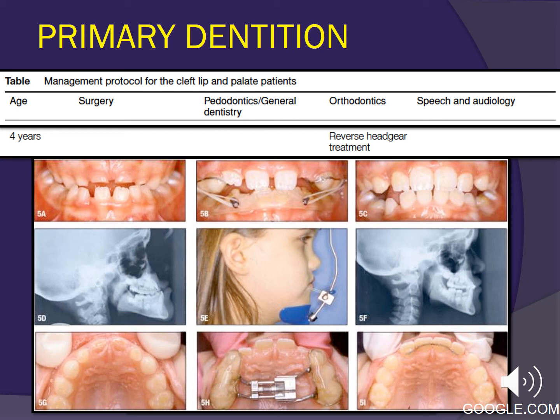In Hong Kong, reverse headgear treatment was commonly done in the past, but however, it's not routine now because it depends on the clinician. Some clinicians prefer to use reverse headgear and some do not. Plus, the long-term stability of this treatment is questionable, so maybe it's not a popular treatment these days.